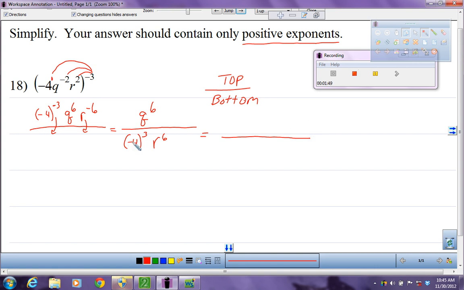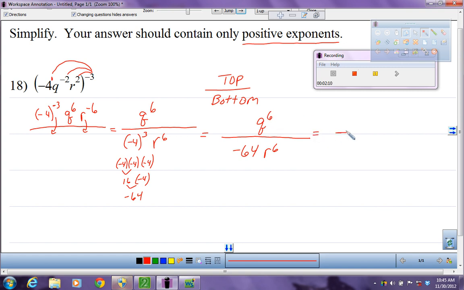Of course, if you have negative 4 times negative 4 times negative 4, that becomes what? Let's see, that's 16 positive times negative 4, that becomes negative 64. So here you have negative 64, R to the 6, and the Q to the 6 on top.